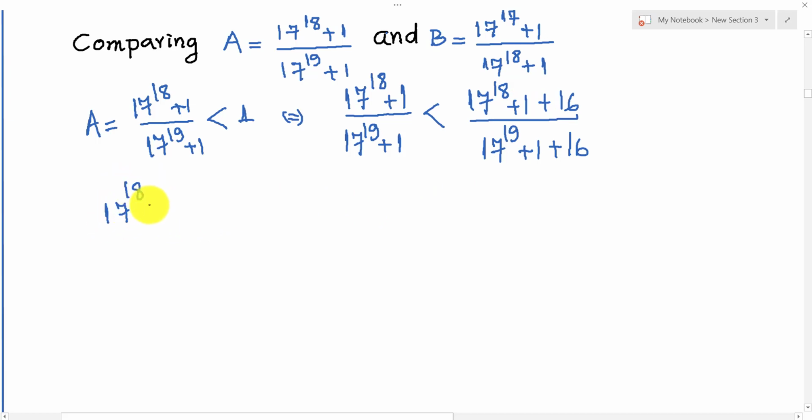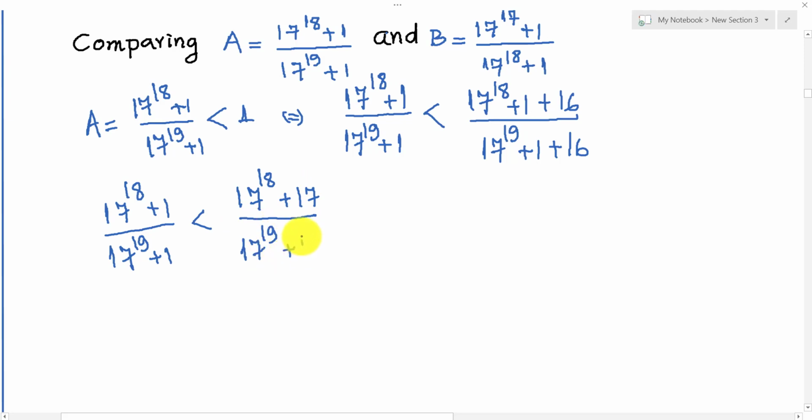So we get (17^18 + 1) over (17^19 + 1) is smaller than (17^18 + 17) over (17^19 + 17), and we get (17^18 + 1) over (17^19 + 1) is smaller than this.